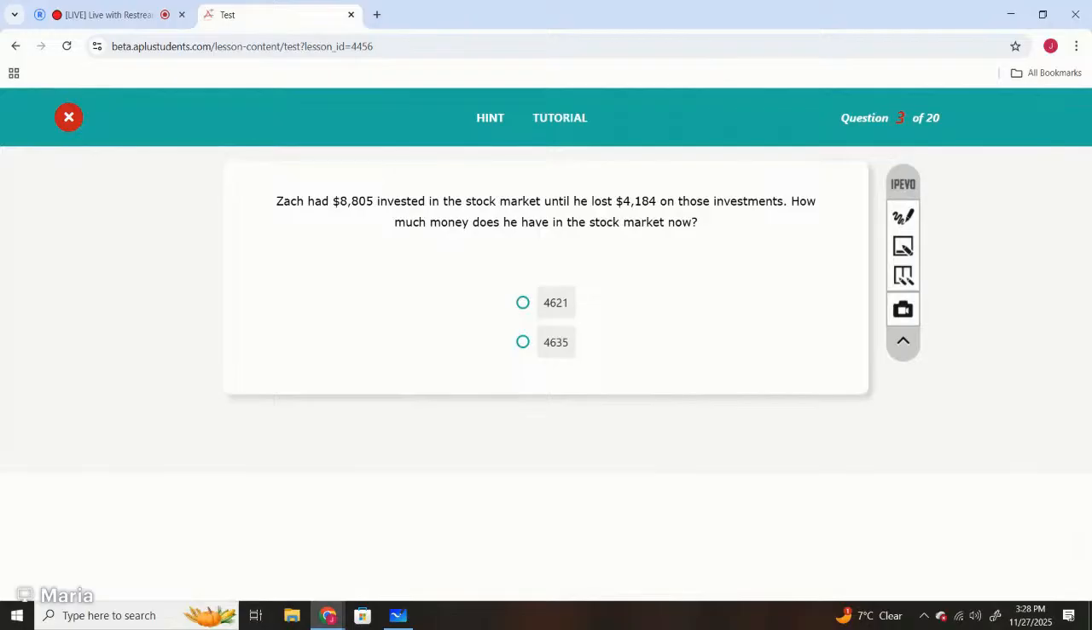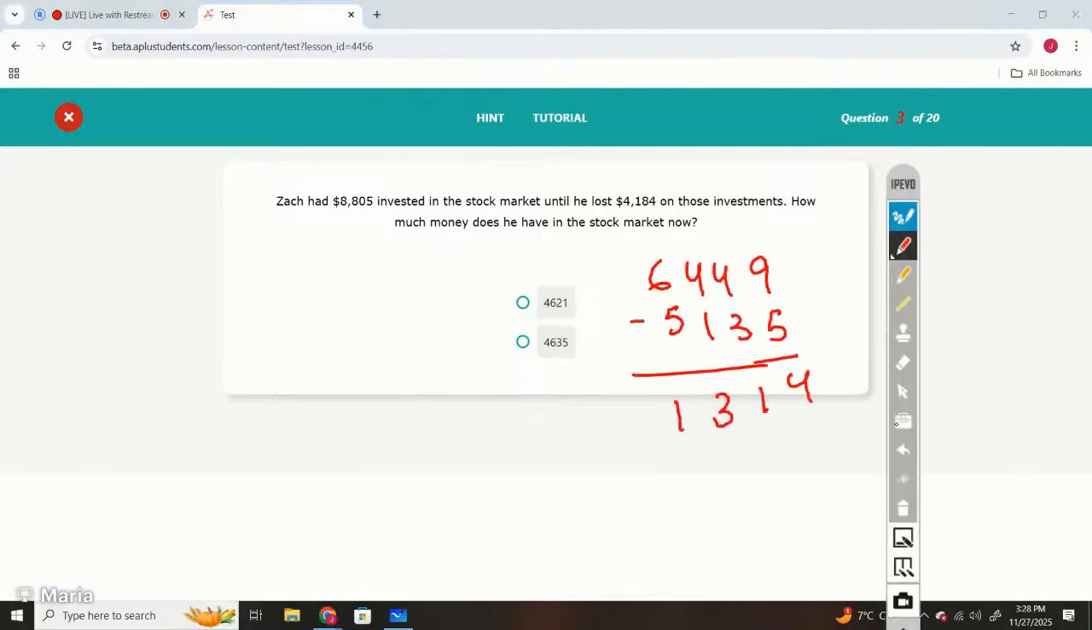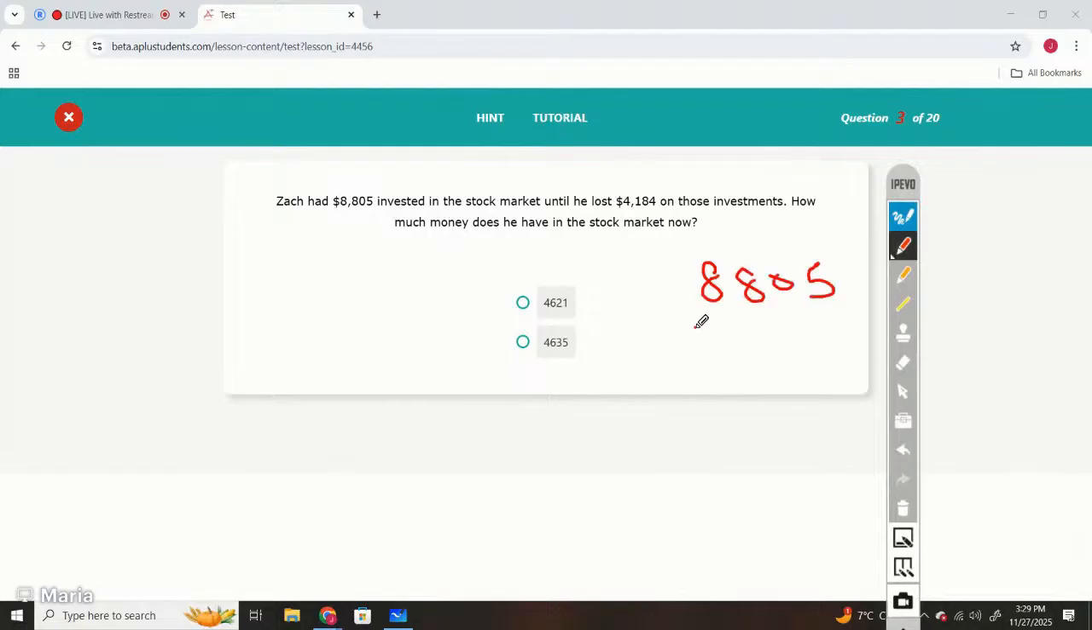Zach had 8,805 invested in the stock market until he lost 4,184 on those investments. How much money does he have in stock market now? So you have to subtract 8,805 minus 4,184. So which is the correct option?